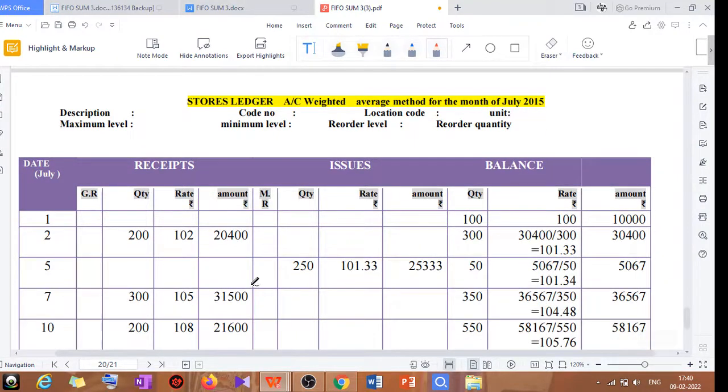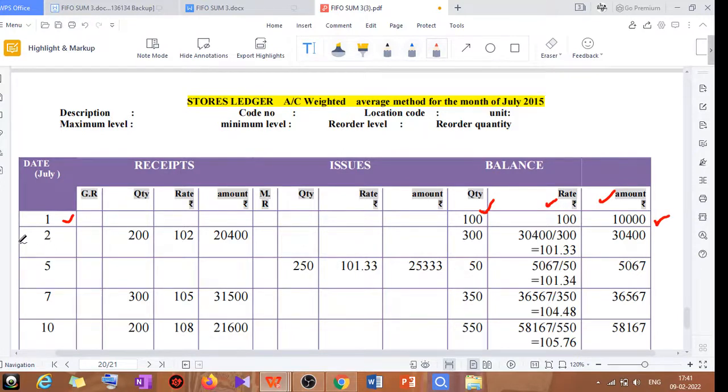So on July 1st, opening balance 100. Quantity is 100, rate is 100, so amount will be 10,000. In the simple average method, we didn't write a rate column, so here you mention the rate column also. Got it? So opening balance 100 units at the rate of 100, it will be 10,000.